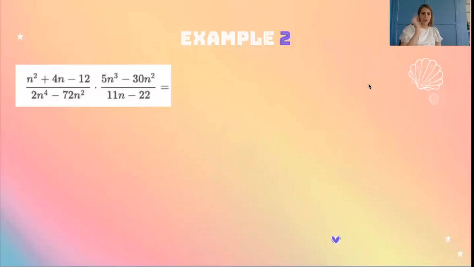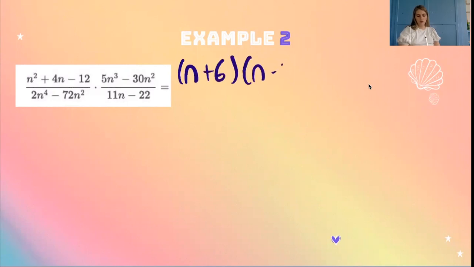Okay, let's look here. So I'm not going to do any flipping because we're multiplying, but I have a few things that I need to take care of. So looking at the top one, two numbers that multiply to be negative 12 and add to be positive 4. It's going to be n plus 6 times n minus 2.